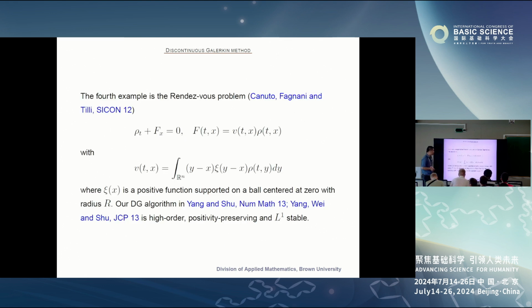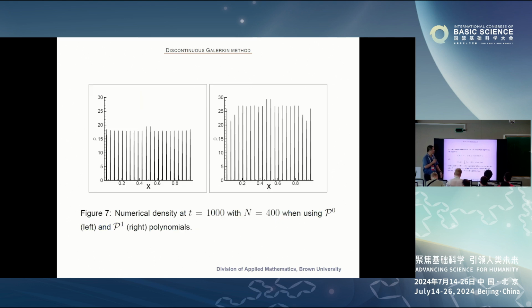This is the delta function I was murmuring about. This is an equation from population dynamics where you can actually have delta function solutions, this kind of solutions. So these are a bunch of delta functions. This is P0, this is P1. You see this is taller. Taller is better, because for a delta function the area underneath is the same. So if it's taller, it has to be narrower, and it approximates the delta function better that way. So P1 performs better than P0 in this case.